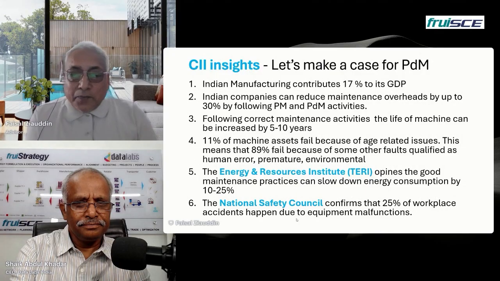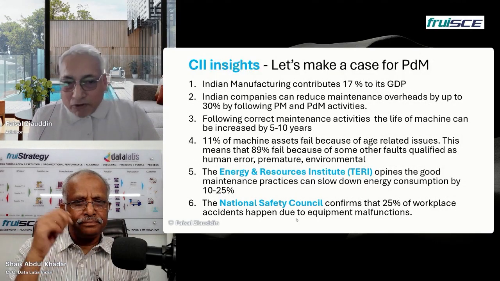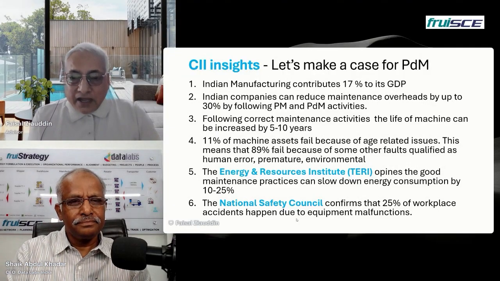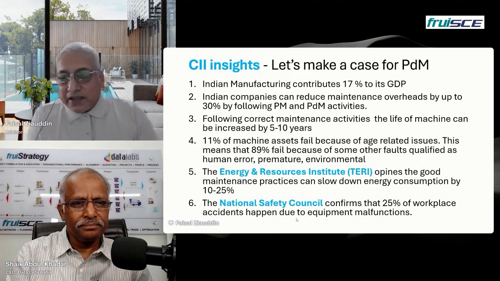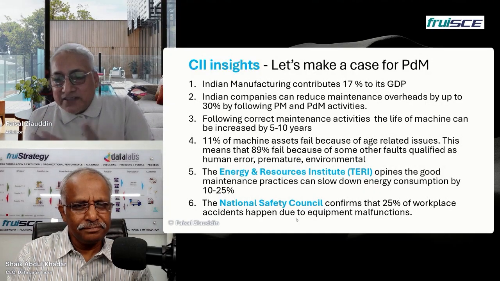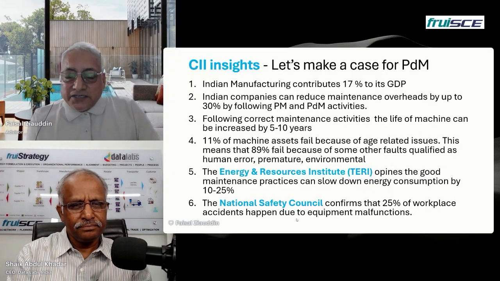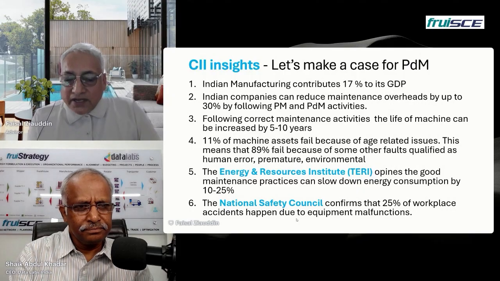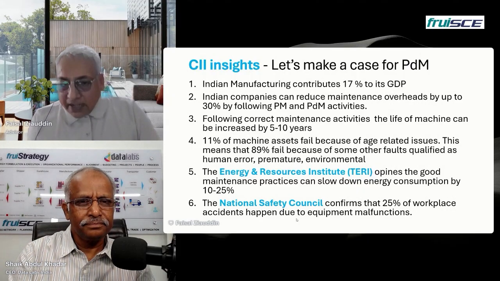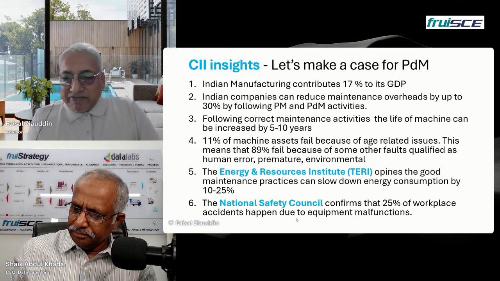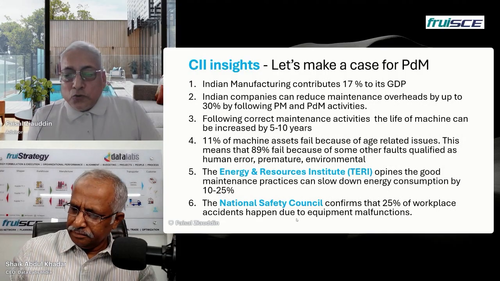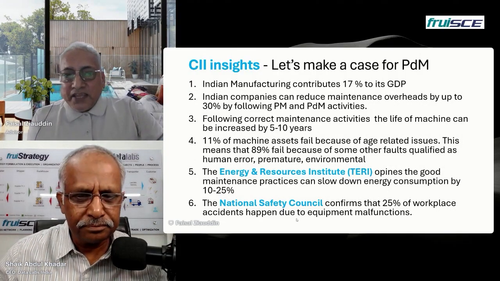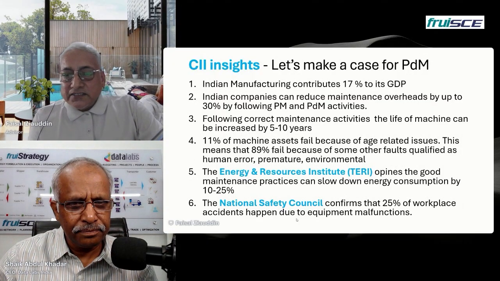Now the other part is even more alarming. The 89% fail because of other faults, qualified as human error, premature and environmental. Because of excessive heat in my part of India, the handbrake rubber got melted. This is something that will fall under environment, and something we are having on the petrol front. The Energy and Resources Institute, TERI, opines that good maintenance practices can slow down energy consumption by 10 to 25%. And last but not the least, we always seem to miss the safety aspect of all the interventions. The National Safety Council confirms that 25% of workplace accidents happen due to equipment malfunctions. So this is basically to build up a case for predictive maintenance, and these are CII insights from the net.